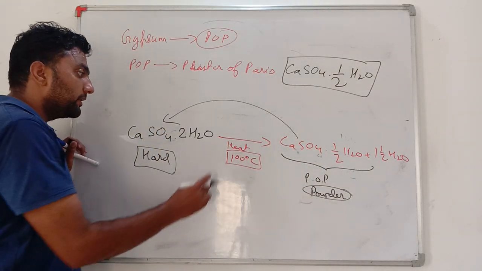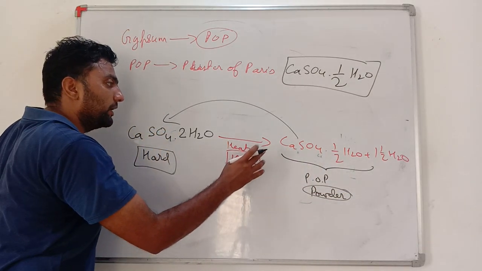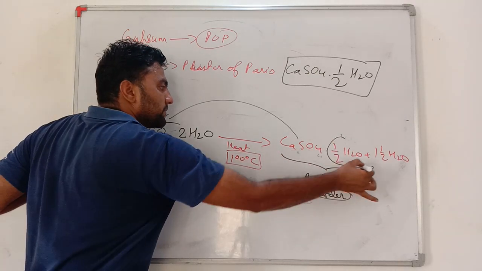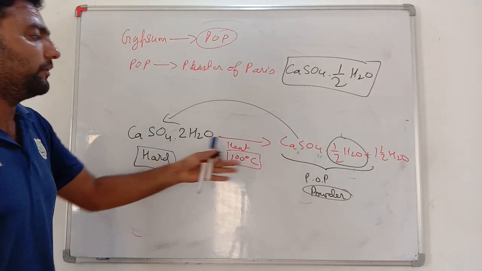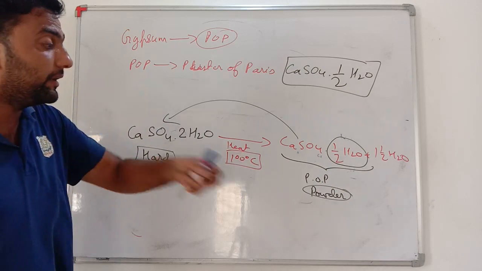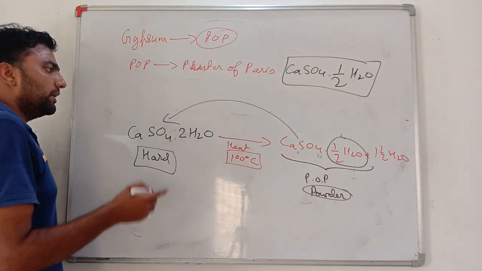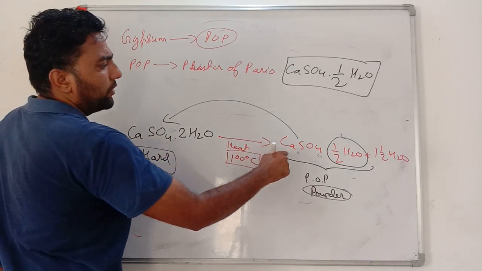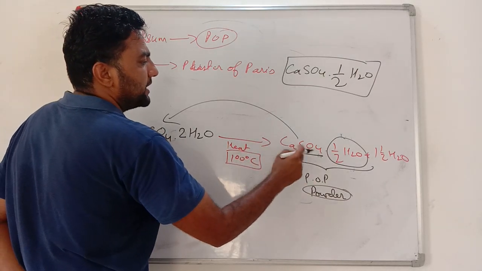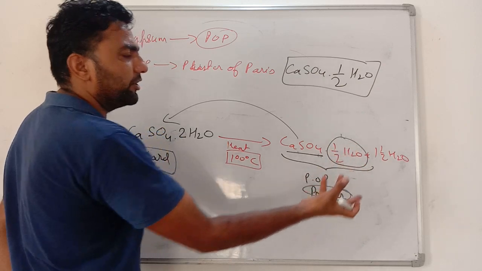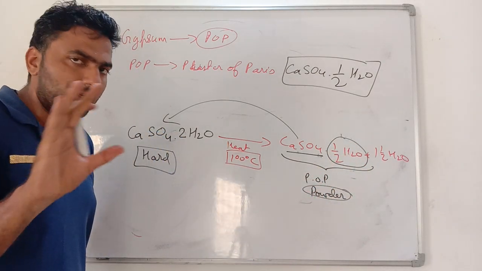Very important. Heating above this will make it lose even this molecule of water, and we will get an anhydrous POP that is not that much useful. See my dear student, first of all you must get to know how a single molecule of CaSO4 can deal with half a molecule of water. Having half a molecule of water is not possible.